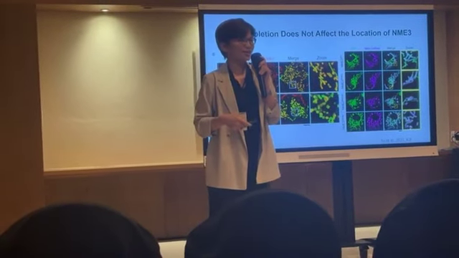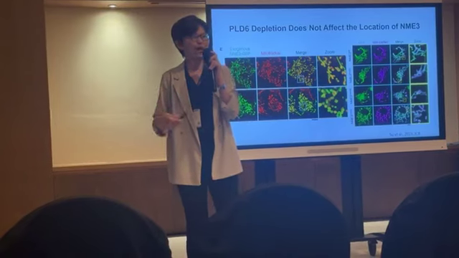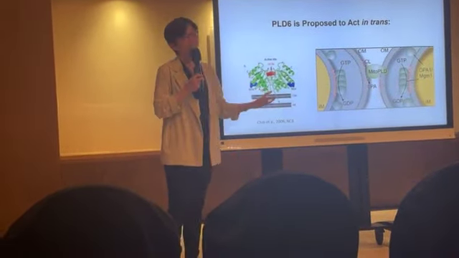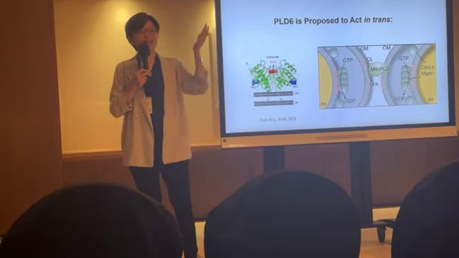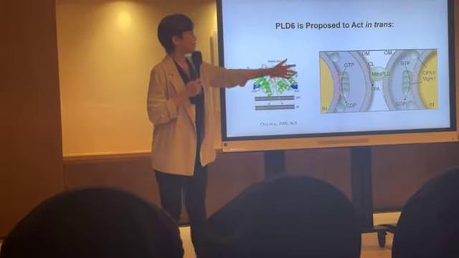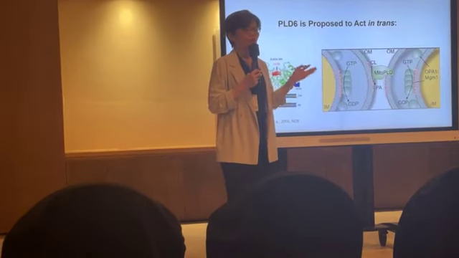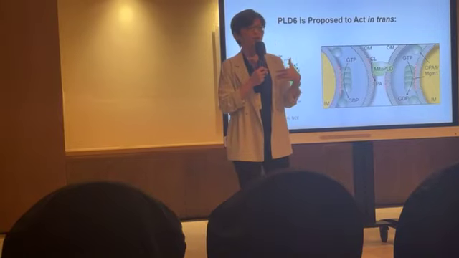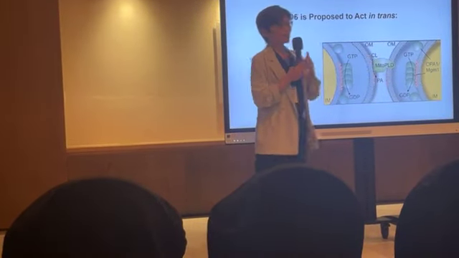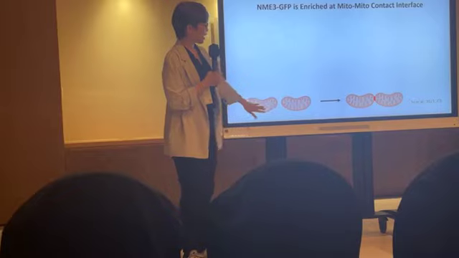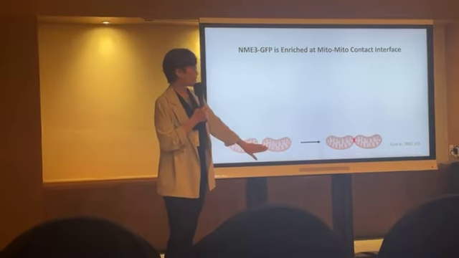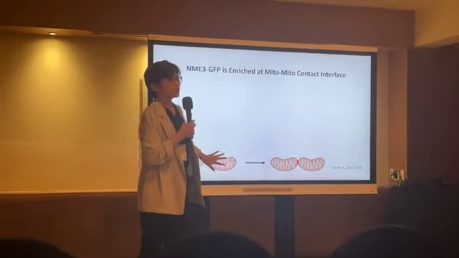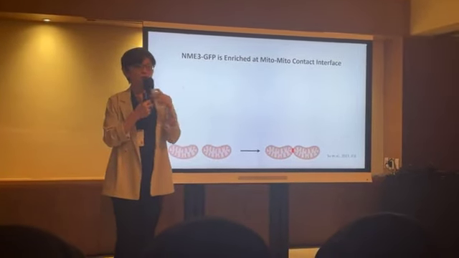So we were so desperate that we decided to go back to our hypothetical model. If you still remember, we mentioned that PLD6 is an enzyme with its active site facing outward. Therefore, if it catalyzes the production of phosphatidic acid, it must occur at contact sites between two mitochondria instead of on a single mitochondrion. With this idea, we thought that the enrichment of NMD3, or the binding of NMD3 to phosphatidic acid, should occur at contacts between two mitochondria.